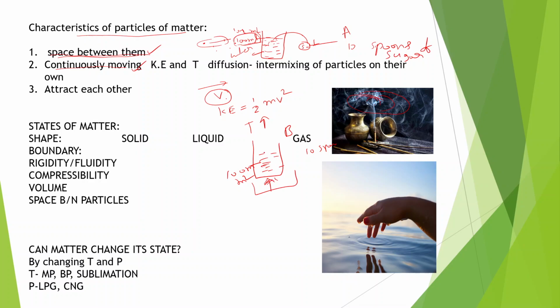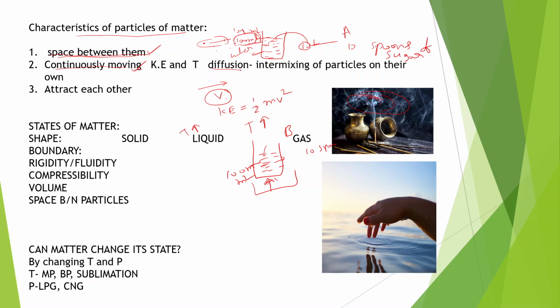So when temperature increases, these 10 spoons of sugar which we put into this beaker will mix with water at a faster rate, because when temperature increases, the kinetic energy increases and the particles will move more rapidly, and thus the mixing happens more quickly.